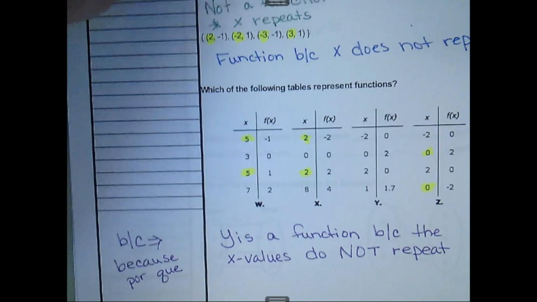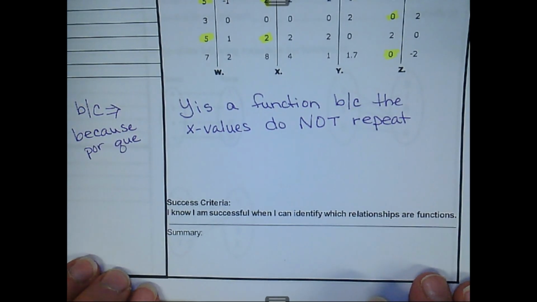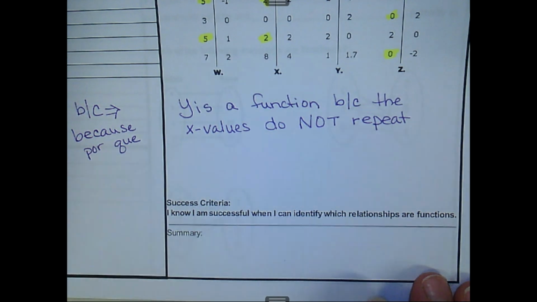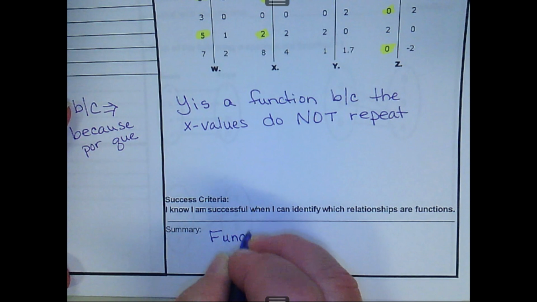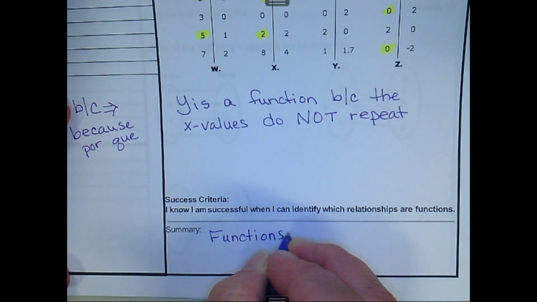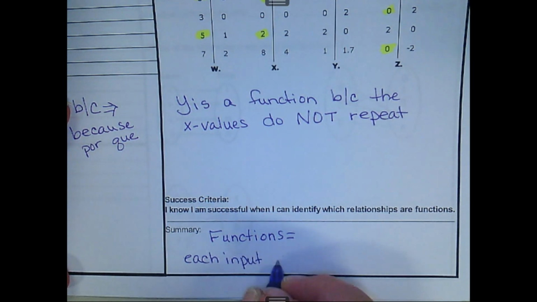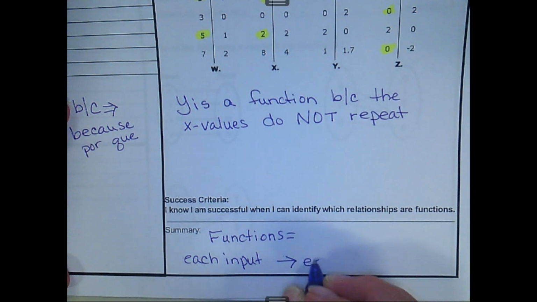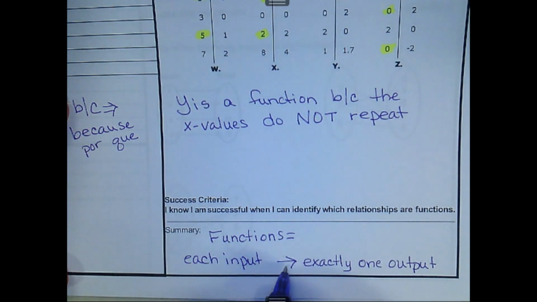Now, success criteria. I know I'm successful when I can identify which relations are functions. Short and skinny of it: functions means each input is mapped to exactly one output.